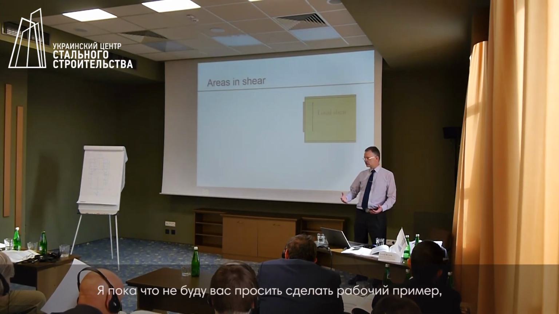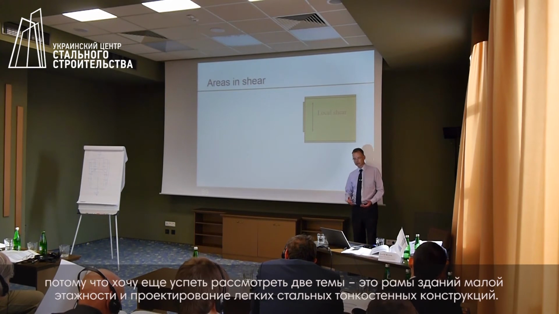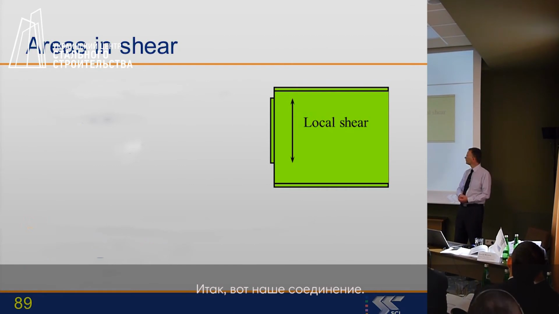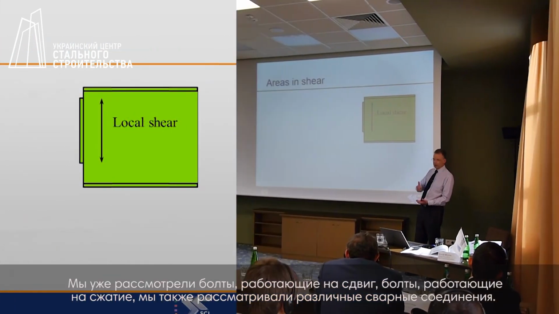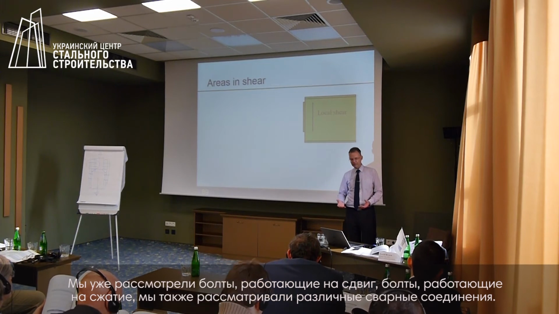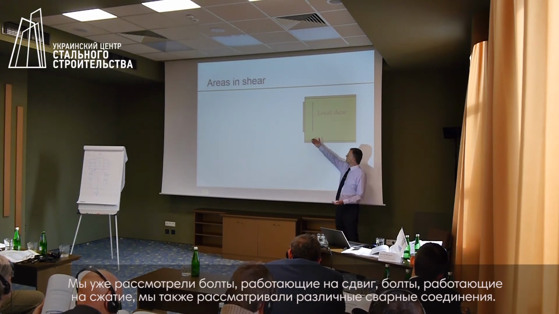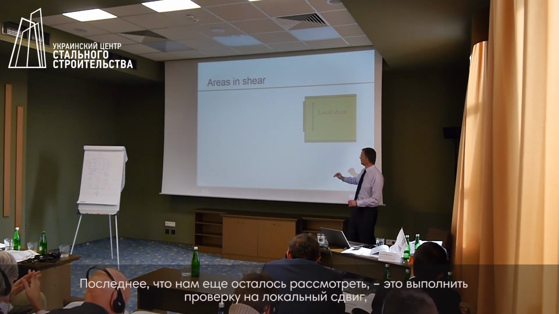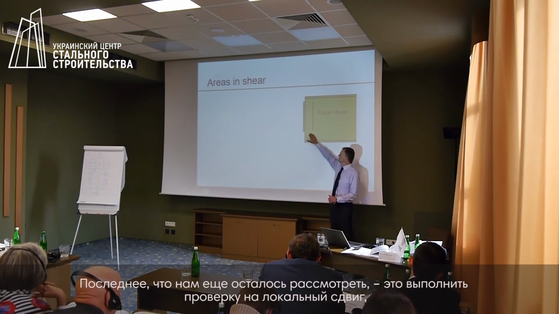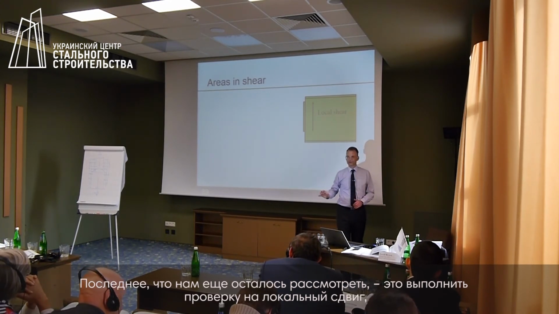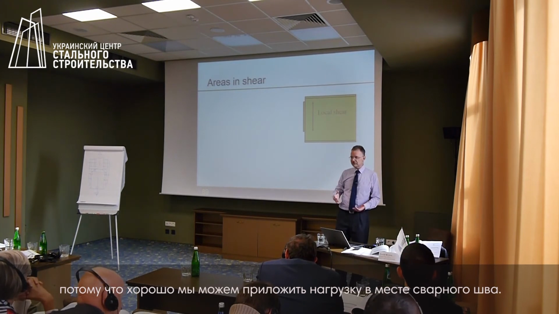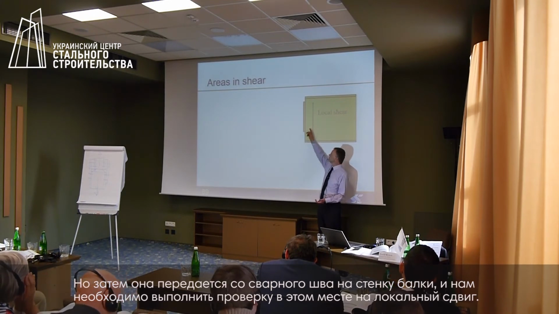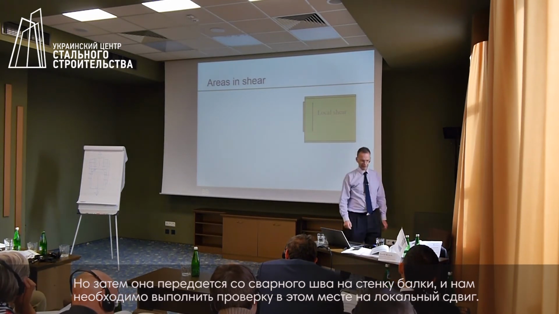So, I'm not going to ask you to do the worked example now because I want to talk about portal frames and light gauge steel. But there is our connection. We've been thinking about the bolts in shear, we've been thinking about the bolts in bearing, we've been thinking about the weld, all straightforward, all very easy. The final thing that we need to check is the local shear over that zone. Because, okay, we can get the load into the weld, but then from the weld into the web of this beam, we need to check the local shear.